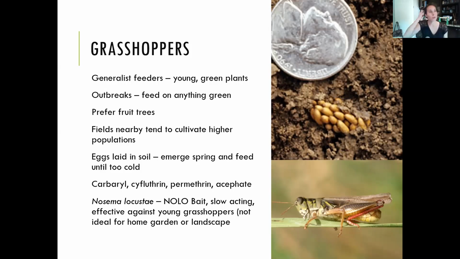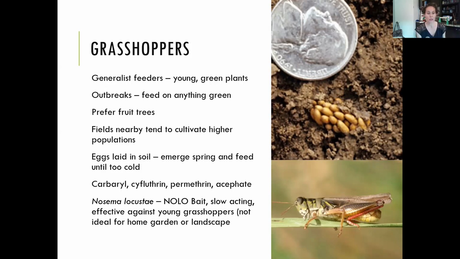And they're kind of unique. Usually if we have a really wet period of time, that allows insects to proliferate. But with grasshoppers, it causes fungal growth in the soil that kills the eggs. So drier years, you generally see an outbreak of grasshoppers.